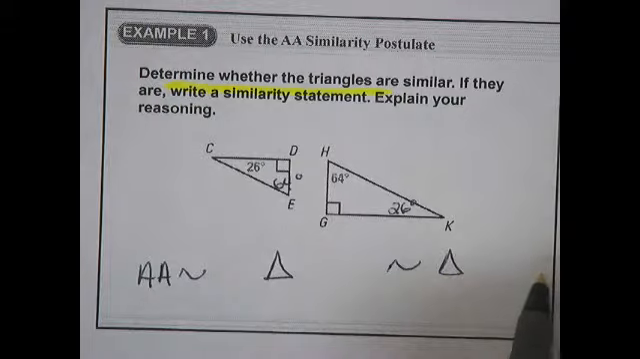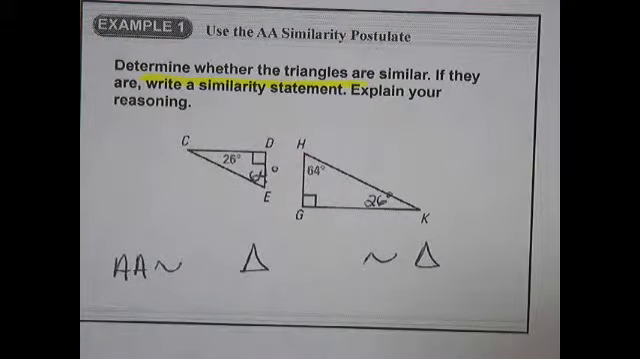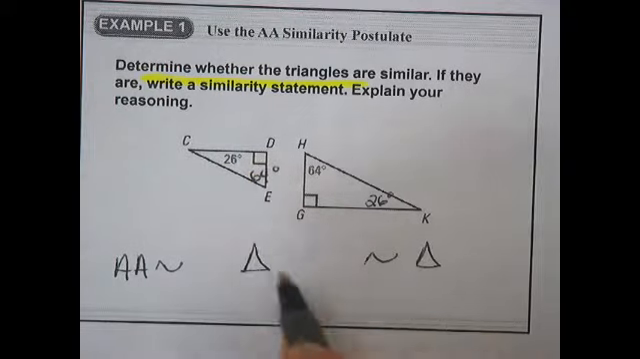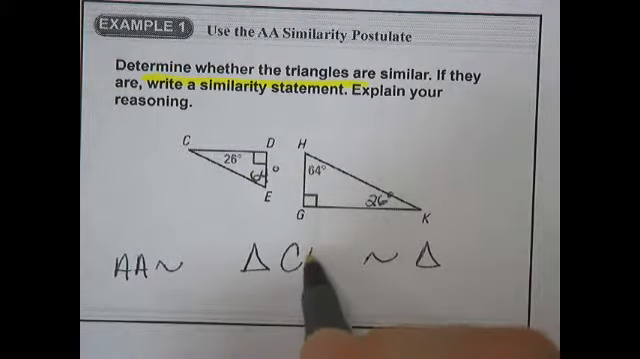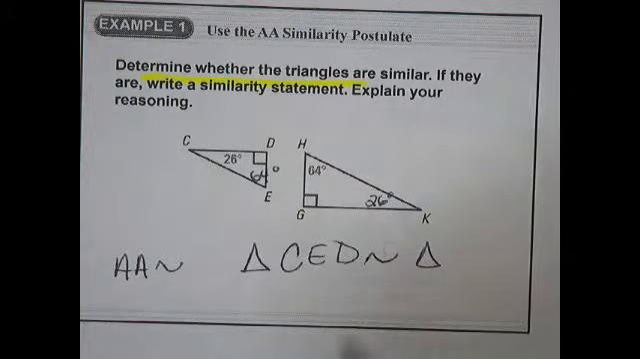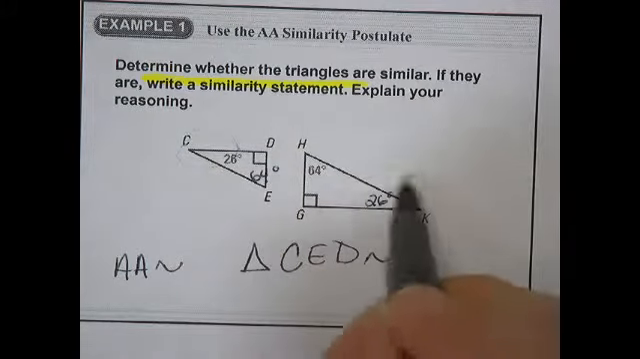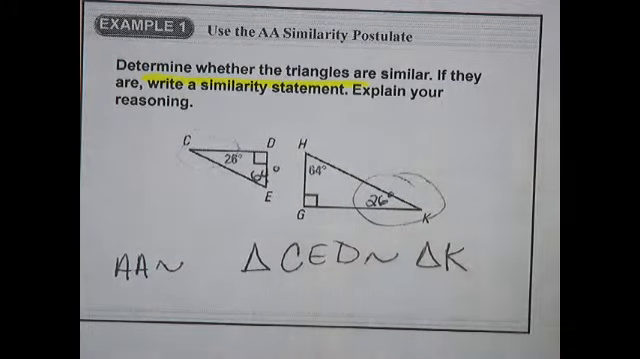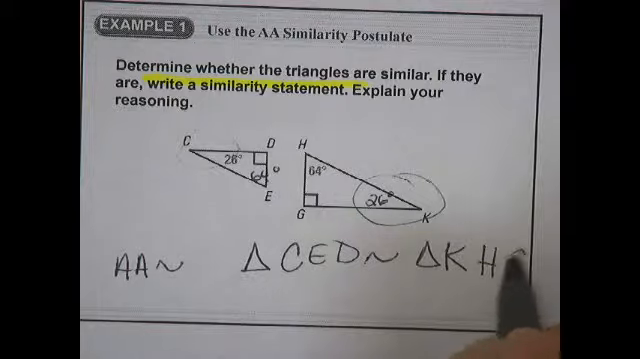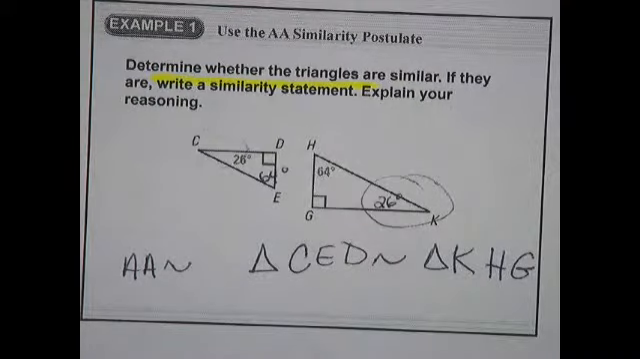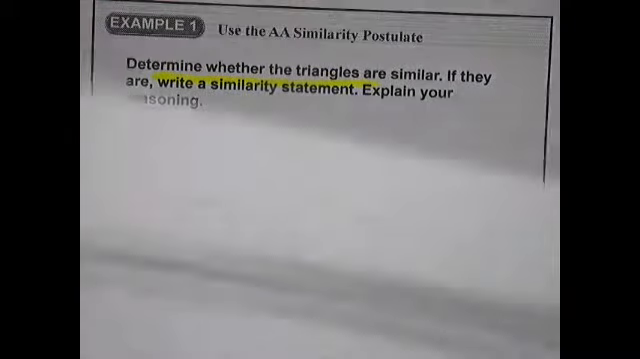So what they mean for a similarity statement is something like this. Triangle what is similar to triangle what? Take a minute to do that. How do you decide the order to list these? I tend to go smallest angle, next largest angle to the largest, so that would be C to E to D. And therefore over here, C is congruent to K, so that's listed first, then H, G.